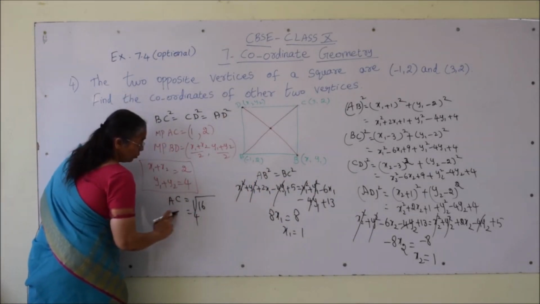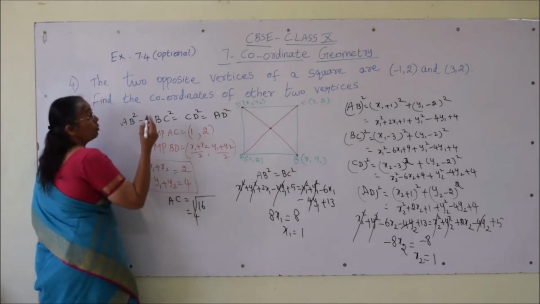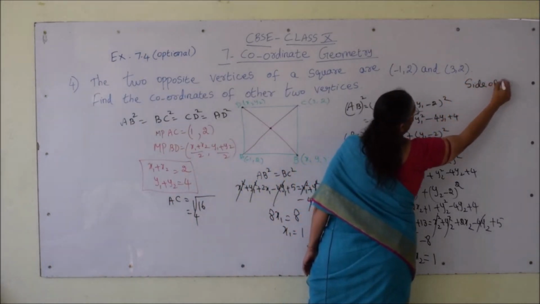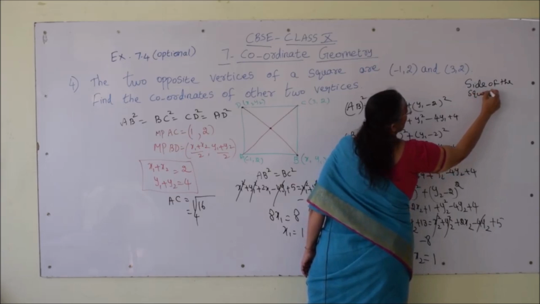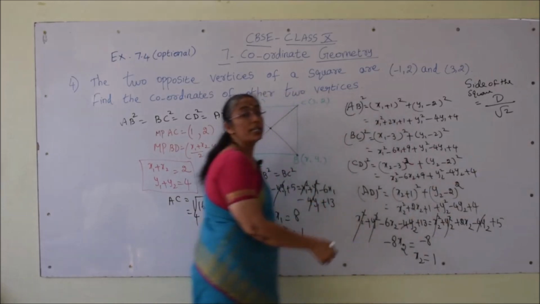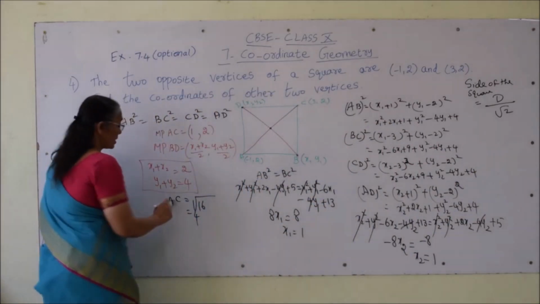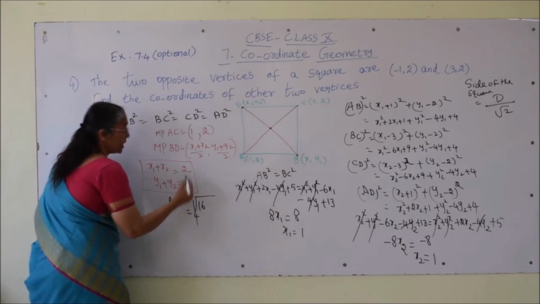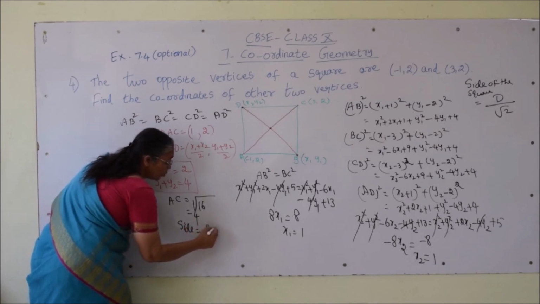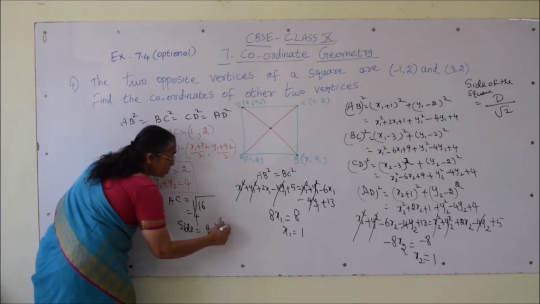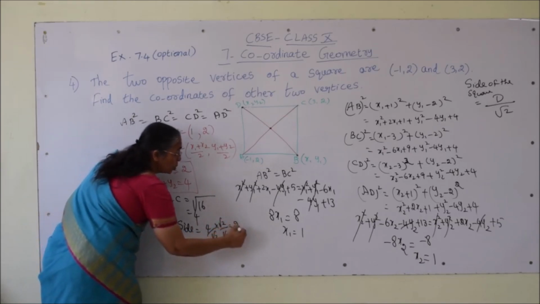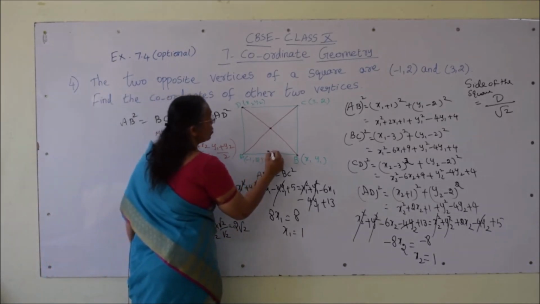Now, when the diagonal is 4, our side will be, we know the formula: side of the square is equal to diagonal by root 2, or the diagonal of the square is root 2 times the side. So any of the sides AB, BC, CD, all the sides are nothing but 4 by root 2. If you rationalize root 2 by root 2, you will get 4 root 2 by 2, otherwise 2 root 2. The side distance is 2 root 2.